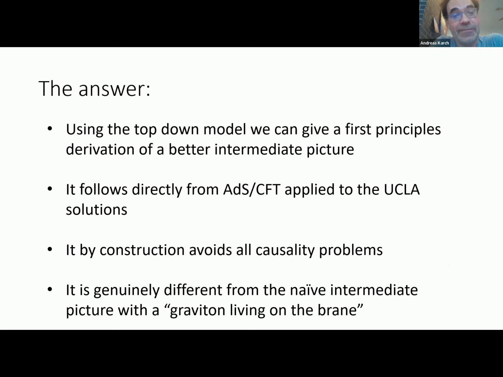Fortunately, I think we can do better. What I want to describe to you in the rest of my talk is that we can actually use this top-down model to give a first principles derivation of a better intermediate picture, a picture that actually works. And that will directly follow from AdS/CFT applied to this UV solution. By construction, it avoids all causality problems, but it's genuinely different from the naive intermediate picture where you have a graviton living on the brane. It's definitely more complicated, and it's a genuinely different geometry.